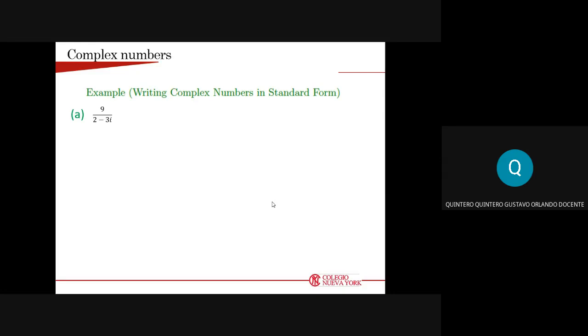Let's try to do this one over here. 9 divided by 2 minus 3i. Quick question, guys. Is the denominator a complex number or not? In the chat, please. Yes or no. Is the denominator 2 minus 3i, is that a complex number or not?